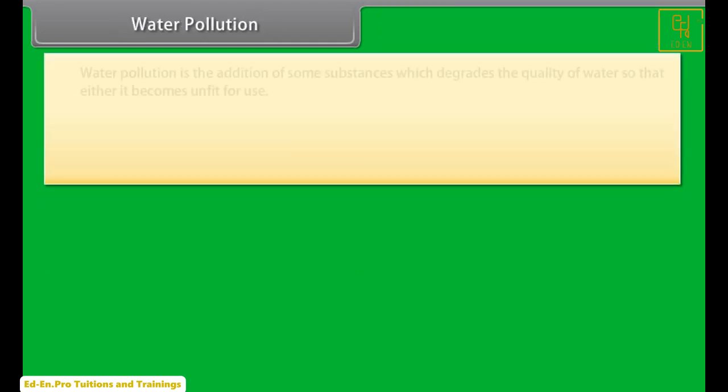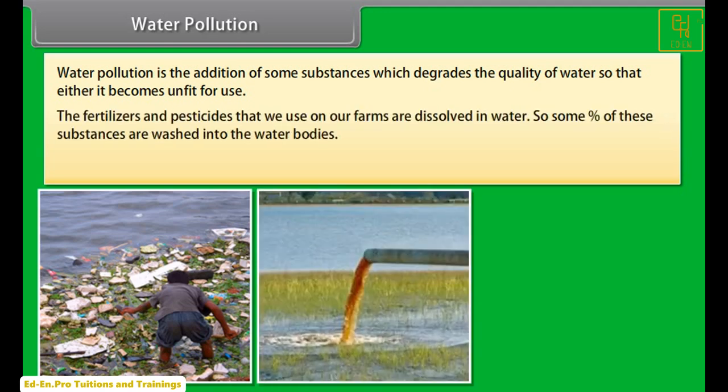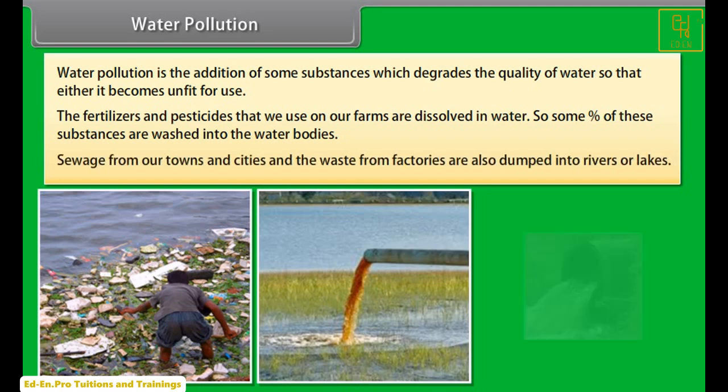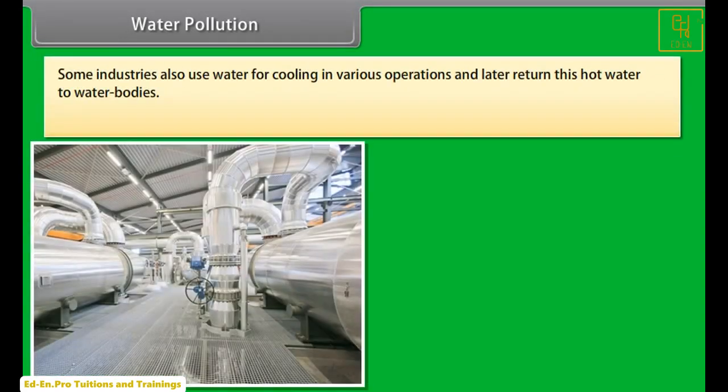Water pollution is the addition of some substances which degrades the quality of water so that it becomes unfit for use. The fertilizers and pesticides that we use on our farms are dissolved in water, so some percentage of these substances are washed into the water bodies. Sewage from our towns and cities and the waste from factories are also dumped into rivers or lakes. Some industries also use water for cooling in various operations and later return this hot water to water bodies.